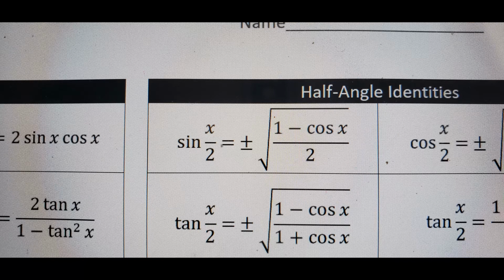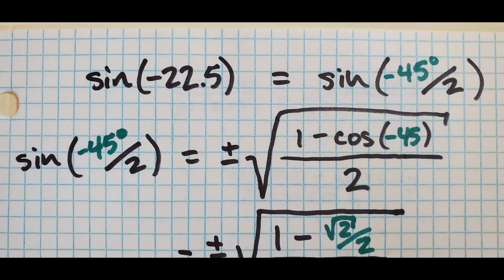So I look on my sheet. Sine only has one choice as to what to use for our half angle identity. So all those x's in there are going to be replaced with negative 45 degrees. So plug them in, and it looks like that.